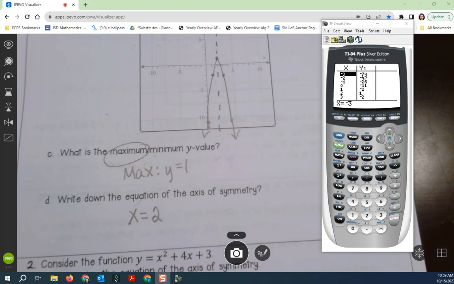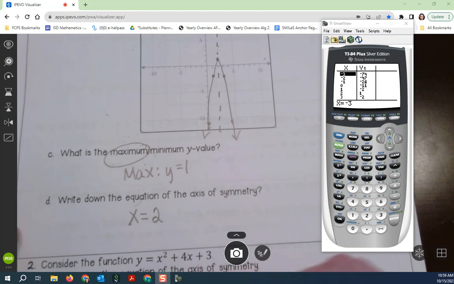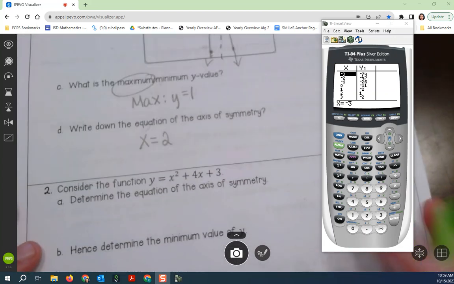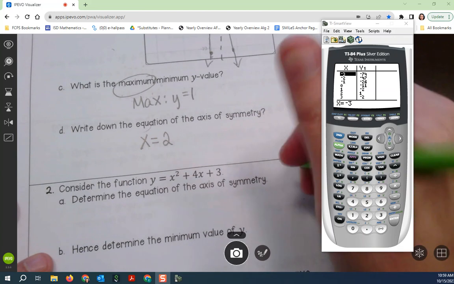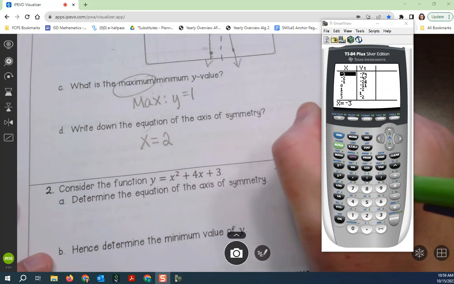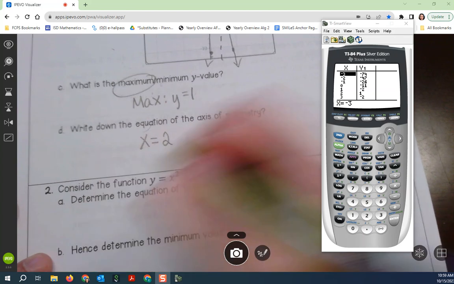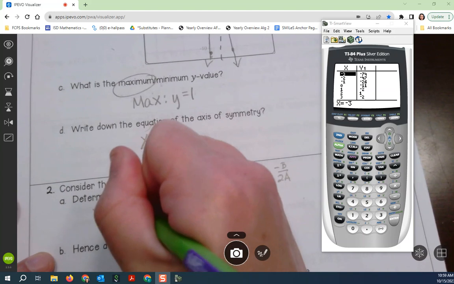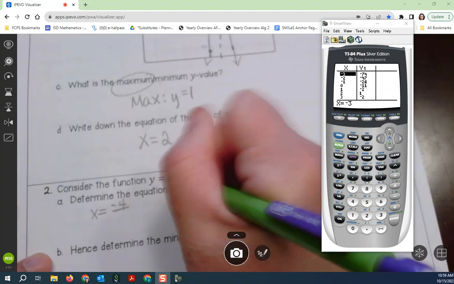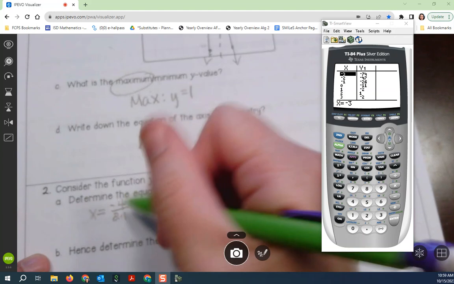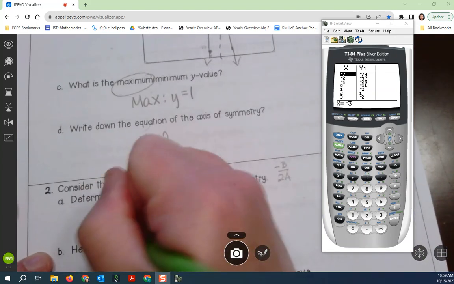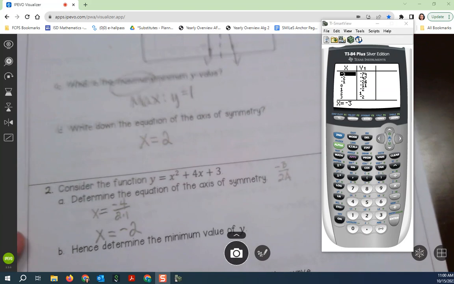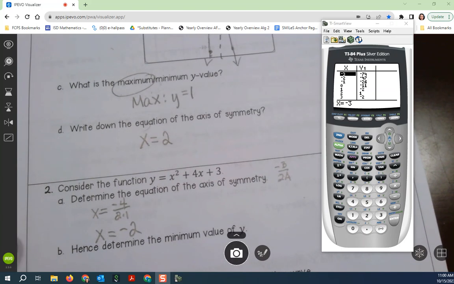All right, so looking at this next function here, it says determine the equation of the axis of symmetry. And we don't know what the vertex is, but we can find the x-coordinate of the vertex by using the formula negative b over 2a. So the axis of symmetry is going to be x equals negative b, negative 4, over 2 times a, which is 1. So that's negative 4 over 2, which is going to give us negative 2. Now, that's going to be the axis of symmetry, but that's also the x-coordinate of your vertex.